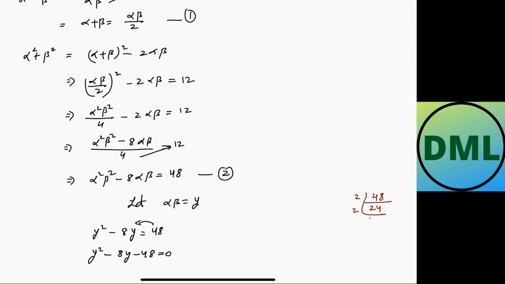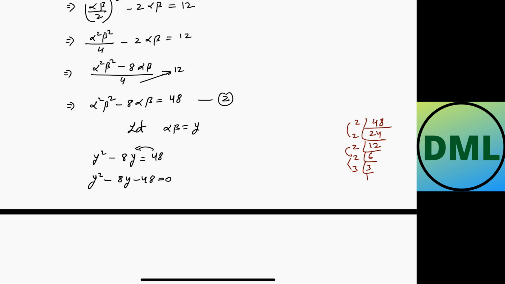Again 2 divisible, it will be 12 here. Again 2, it will be 6. Again 2, it will be 3. And again 3, it will be 1. If we take 3 times 2 is 6, 6 times 2 is 12. 12 minus 4 will give me 8. Let's write down here y square minus 12y plus 4y minus 48 is equal to 0.